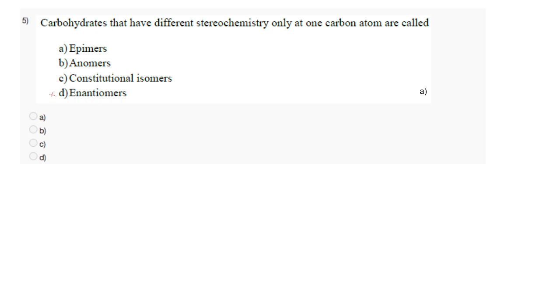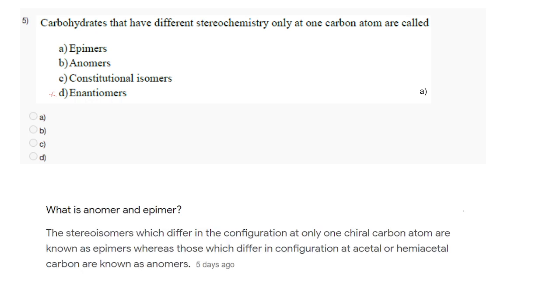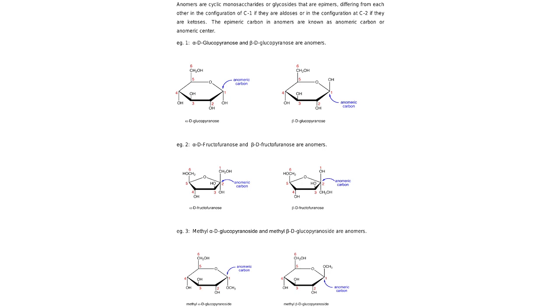They are epimers. Anomer and epimer: the stereoisomers which differ in configuration at only one carbon atom are known as epimers, whereas those which differ in configuration at the acetal or hemiacetal carbon are known as anomers. Anomers are cyclic monosaccharides or glycosides that are epimers. So epimers and anomers are similar, but if it is cyclic, it is called an anomer. If it is non-cyclic, it is called an epimer.